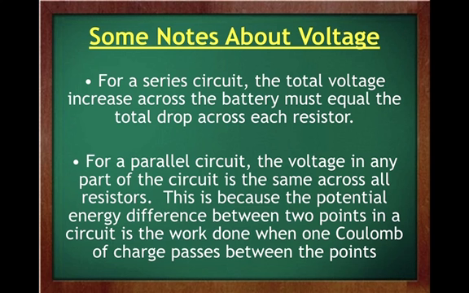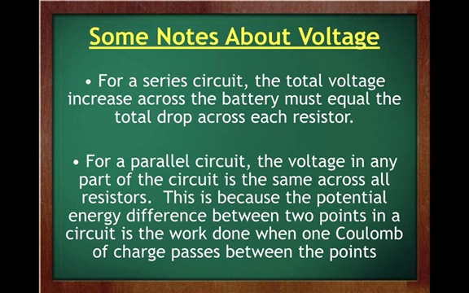Going back to voltage, for the series circuit, the total voltage increase across the battery has to equal the drop across each resistor. So if you can calculate the voltage drop in each resistor, that can tell you the total voltage across the battery, or if you knew the voltage across the battery and the drop through each resistor, or you knew two of them, you can calculate the third. Basically the sum of all of those voltage drops in series will equal the total.